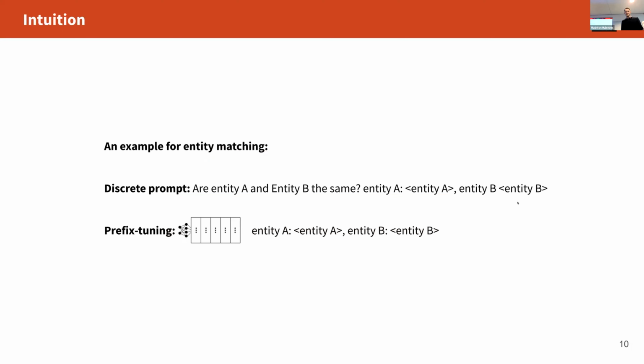To give you some intuition, using a discrete prompt with modern day language models, you would do it like this at the top: are entity A and entity B the same? And then you would list your entities as I just described. With prefix tuning, we replace that question and we use a continuous representation that we learned through some training data. Is this intuitively sensible to people here? Cool, I see some nodding heads. I will assume that's a good sign.